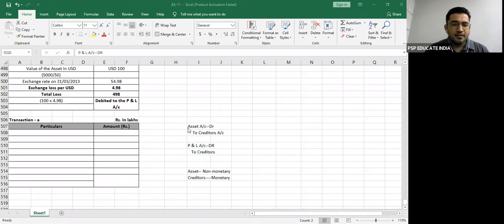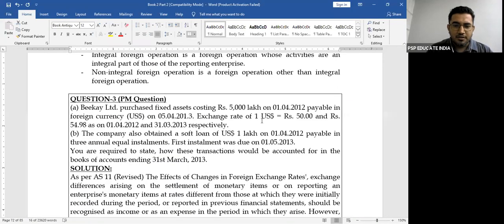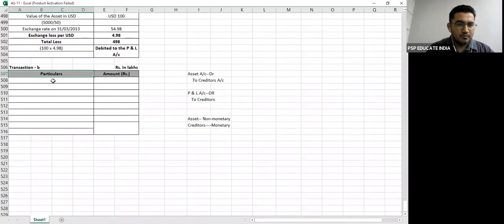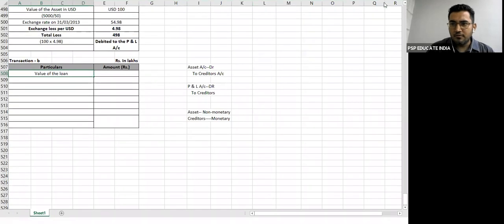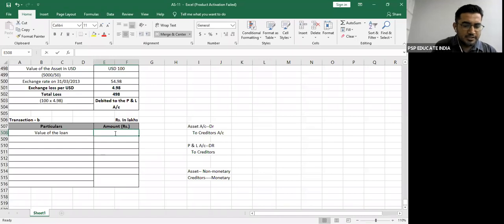Right? Okay. Fine. Let's go to transaction B now. What did you do in transaction B? You took a loan. So the company also obtained a soft loan of 1 lakh US dollars. So let's put the value of the loan first: US dollars, 1 lakh.